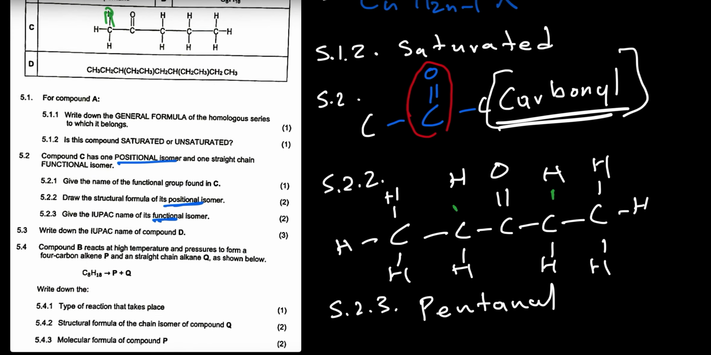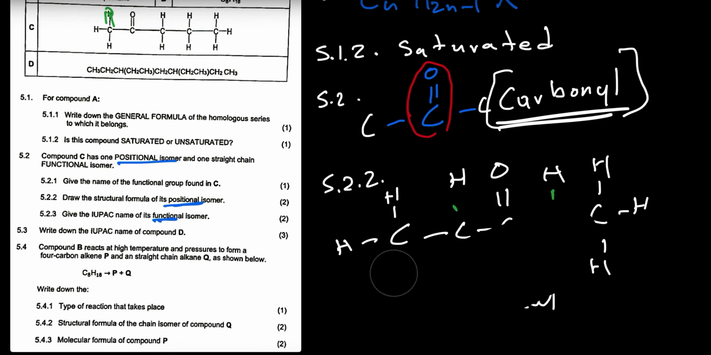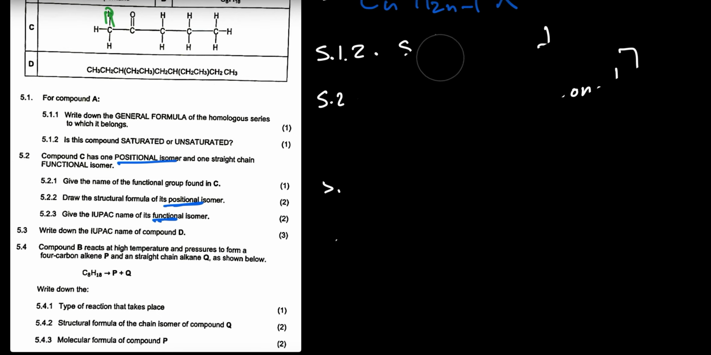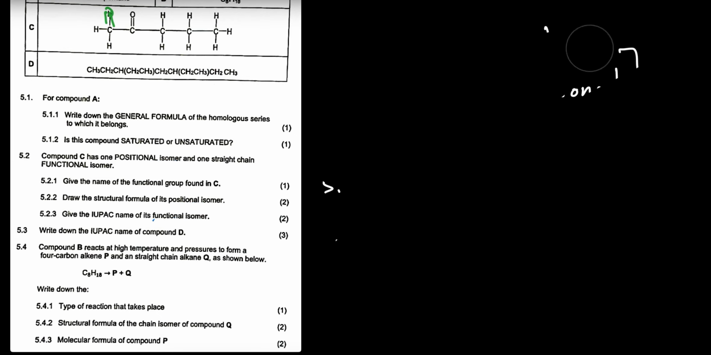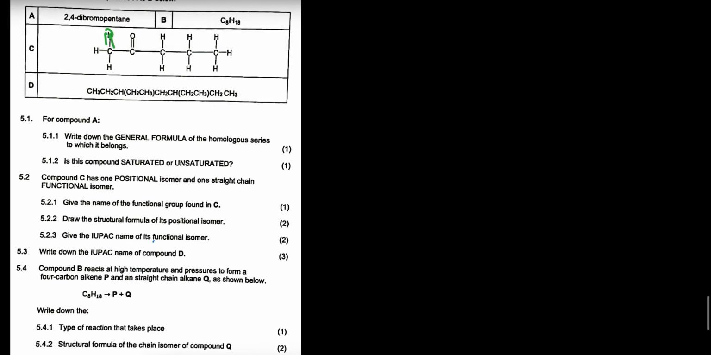We are now moving on to 5.3. So I'm just going to erase here so that we can have the diagram, because we need this diagram to answer the questions. So now if we look at the next question, 5.3, they say write down the IUPAC name of compound number D. For us to be able to write the IUPAC name of compound number D, we should be able to draw it down first.